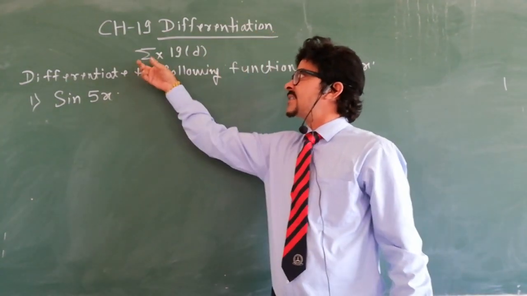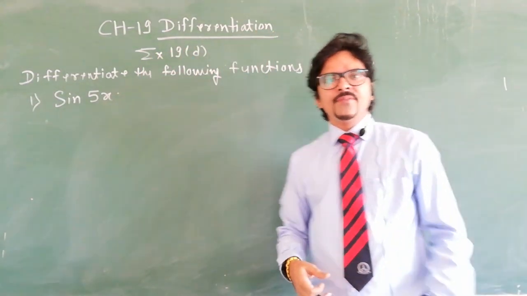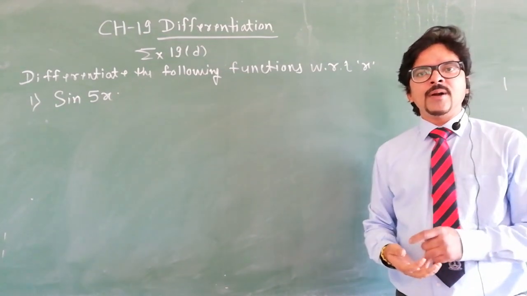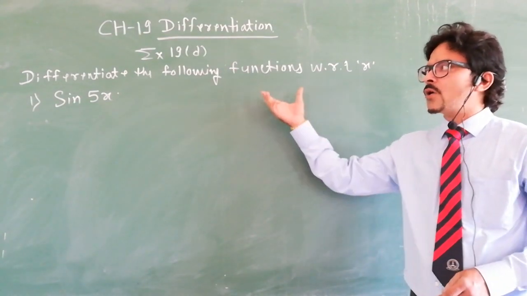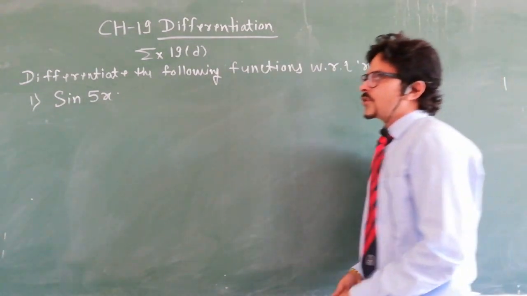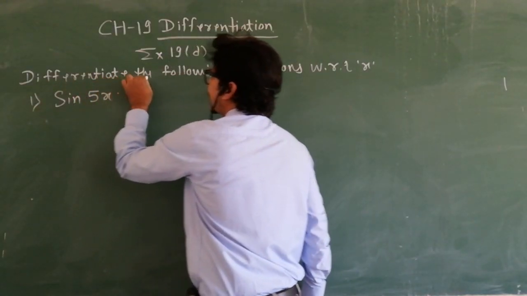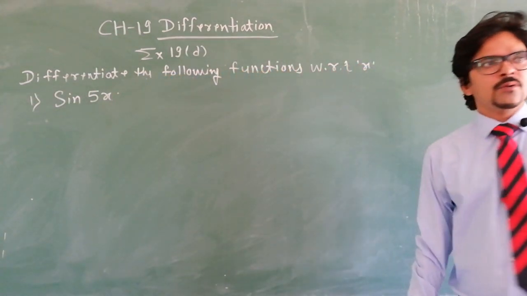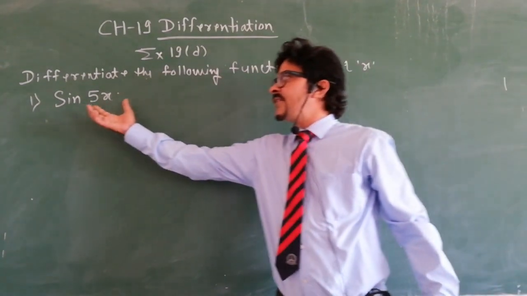Class 11 exercise 19D. In a previous lecture we studied the differentiation of trigonometric functions. Now we need to solve those functions. Let us see step by step. Our question is: differentiate the following functions with respect to x. The first function is given.